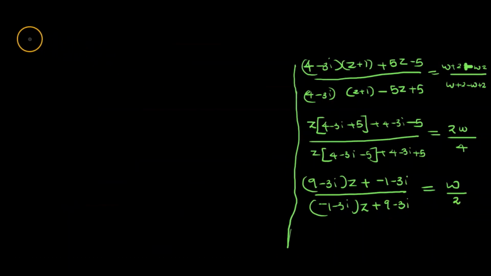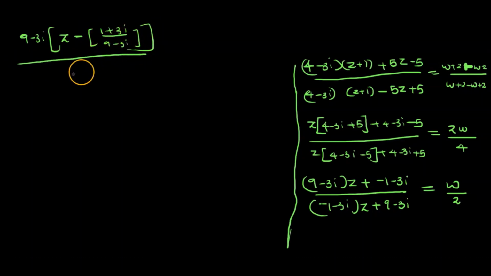So take 9 minus 3i outside. 9 minus 3i into z, it is minus of 1 plus 3i. So minus of 1 plus 3i divided by 9 minus 3i, take outside. This is minus of 1 plus 3i divided by 9 minus 3i into z plus 1. It is equal to w by 2.